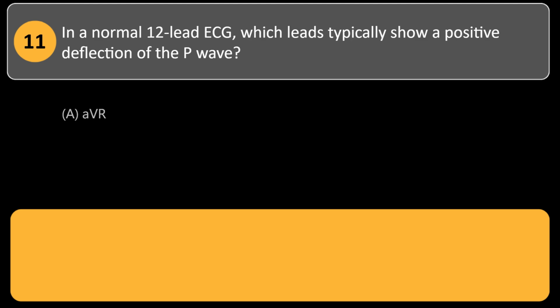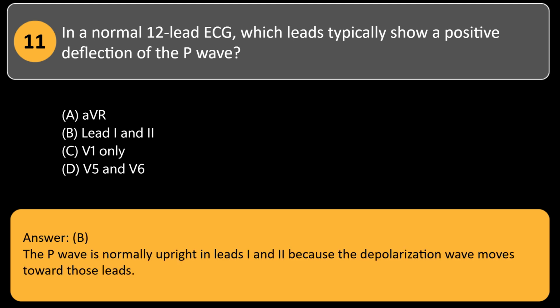In a normal 12-lead ECG, which leads typically show a positive deflection of the P wave? A. aVR. B. Lead 1 and 2. C. V1 only. D. V5 and V6. Answer, B. The P wave is normally upright in leads 1 and 2 because the depolarization wave moves toward those leads.